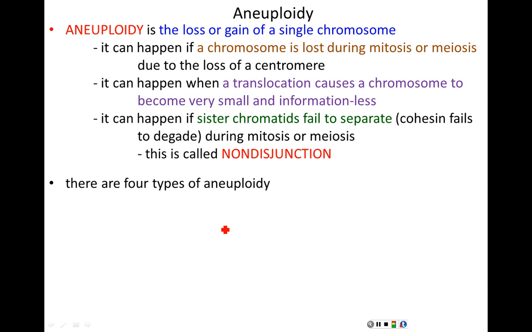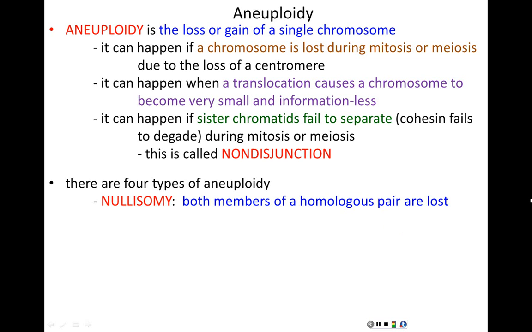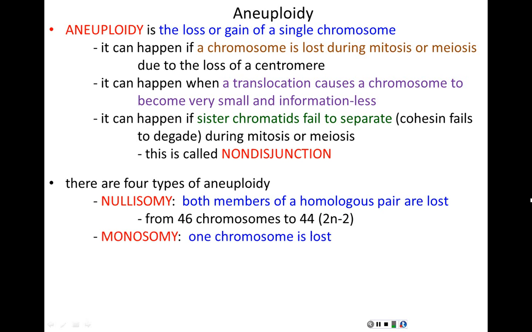There are 4 types of aneuploidy. Their names help you remember what they are. Nullisomy. Null in science always means nothing or none. So nullisomy is when you have no more members of that chromosome in your genome. In other words, both members of the homologous pair are lost. And so if you've lost both members, you've had a reduction of your chromosome number by 2. And for a human being, this would be from 46 to 44.